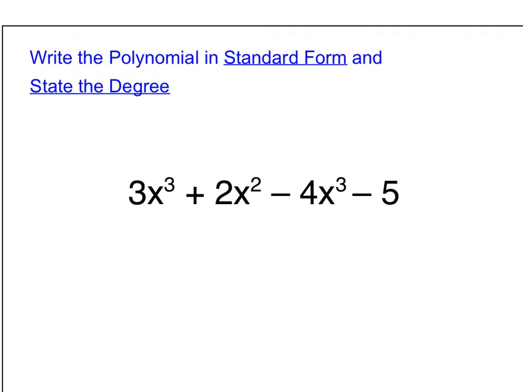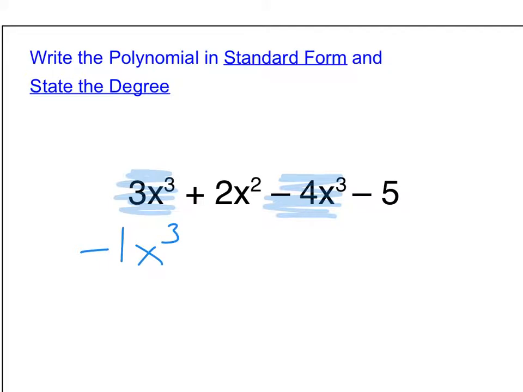All right, these next examples are what your homework is going to look like. It's going to say to write the polynomial in standard form and state the degree. Well, first thing we have to do is try to combine some like terms. I see this 3x to the third and this negative 4x to the third as being like terms because the coefficients of 3 and negative 4 both have an x to the third behind them. So to combine like terms, 3 minus 4 is a negative 1x to the third.